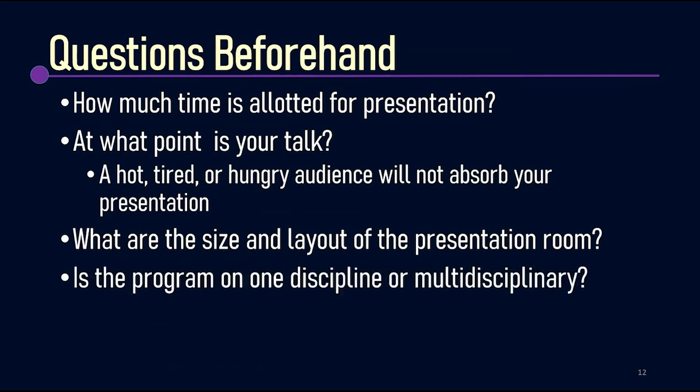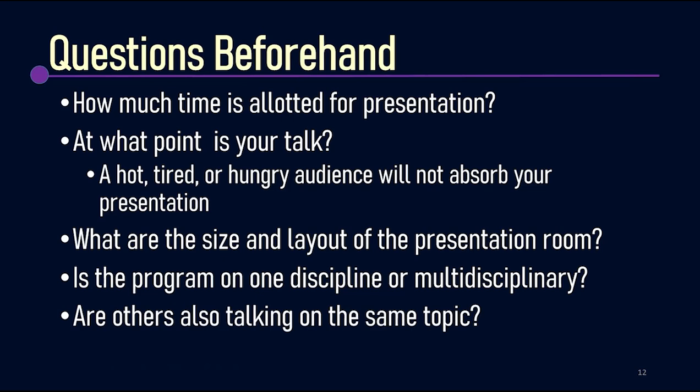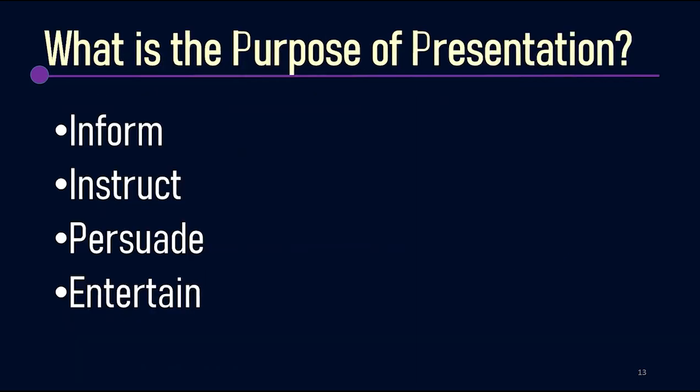And is the program on one discipline or multidisciplinary? If it is in one discipline, then there is a chance that there will be a lot of overlap in the content, and you have to be careful about what you say. Or are others also talking on the same topic? If everybody is talking about brain ABM, then you can skip many things in the beginning of your presentation. So all these things matter before you make the content of your presentation.